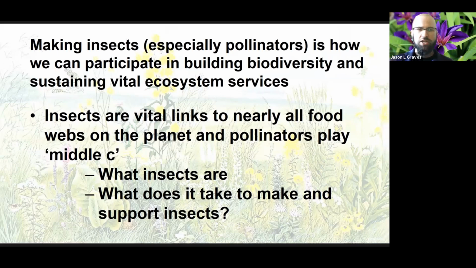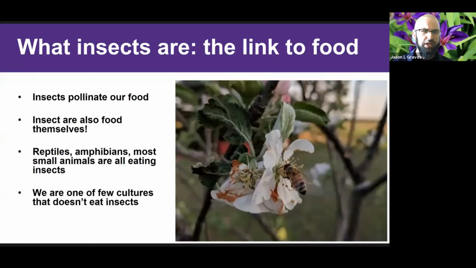And pollinators, what I like to say, play middle C. It's that idea, just like the bumblebee, they form that middle sort of keystone species that is really important for us to protect if we value biodiversity and ecosystem services. So we want to talk really quick about what insects are and what it takes to make and support them. And that'll give us a good basis for looking at some pollinators.